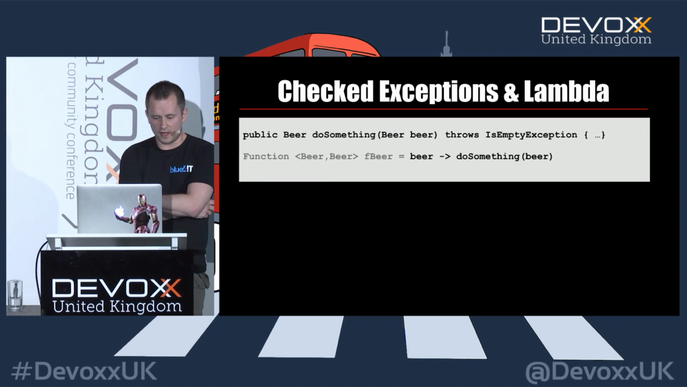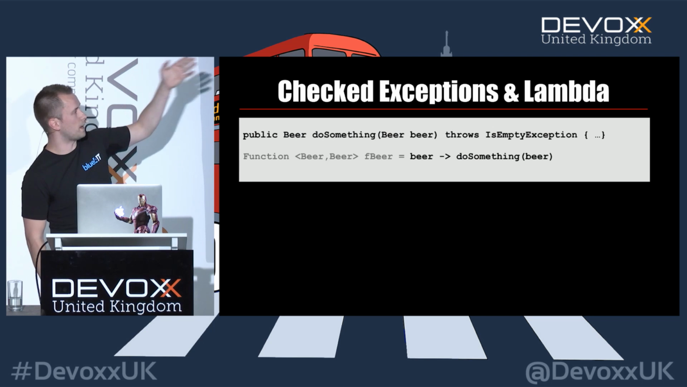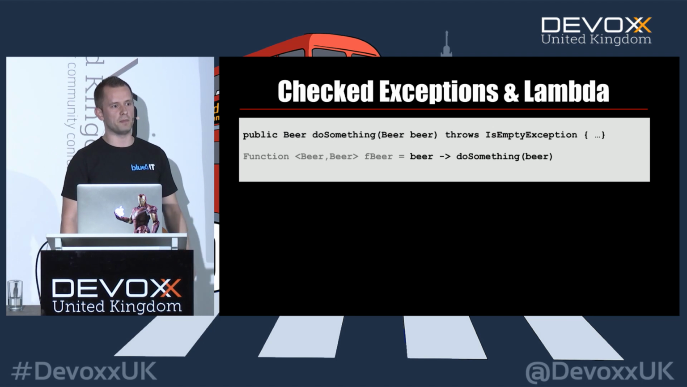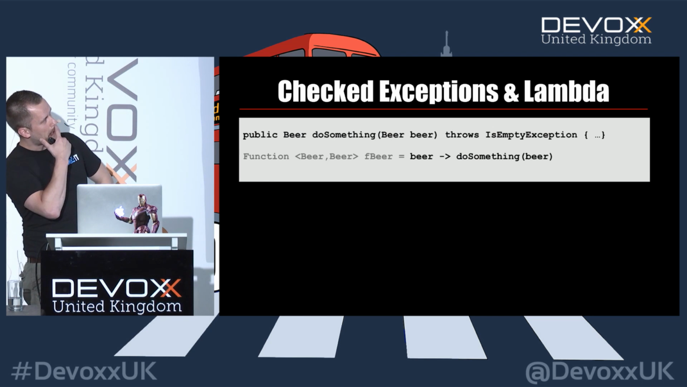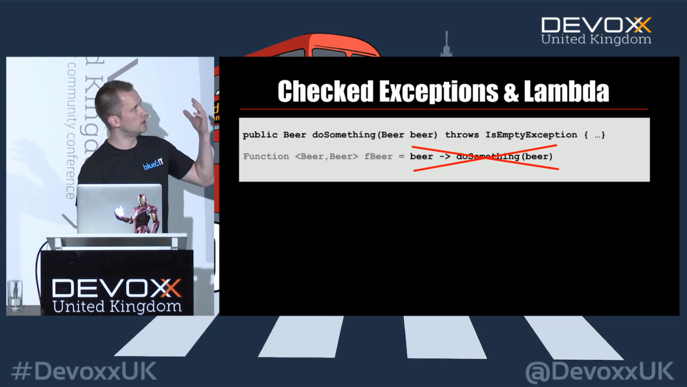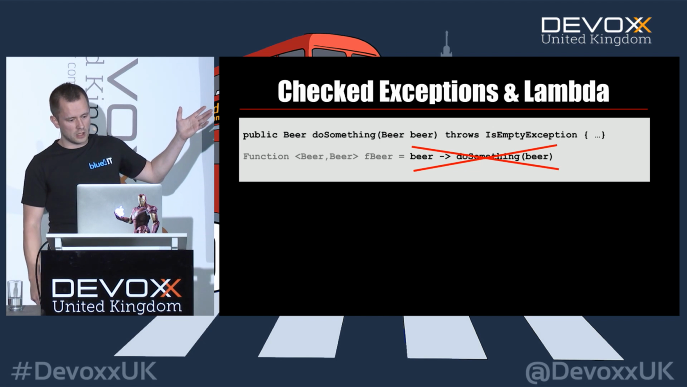It's not possible if I have a function like this, and it throws, for my beers, an isEmpty exception, which I have to check, of course, because I hate it when my beer is empty. So it's a checked exception. And now I want to write a Lambda which calls the thatDoSomething function, and you cannot do it because the isEmpty exception in my case is a checked exception.